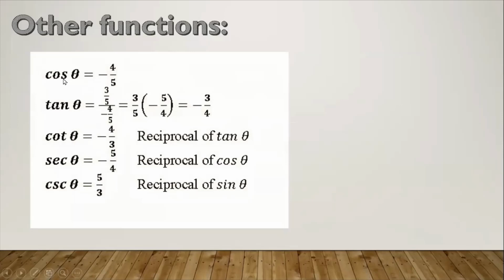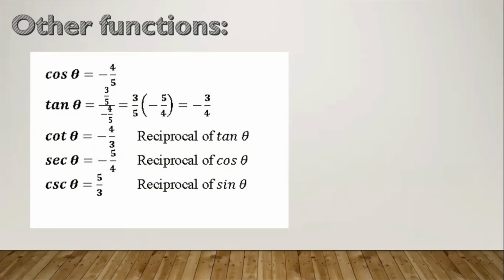Since we found already that cosine theta is equal to negative 4 over 5, for tangent theta, we substitute our sine over cosine. So that's 3 over 5 all over negative 4 over 5, which is equal to 3 over 5 times the quantity of negative 5 over 4. We follow the division rule of fractions, which is equal to negative 3 over 4 for tangent theta.